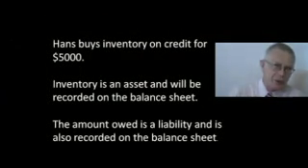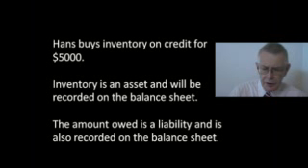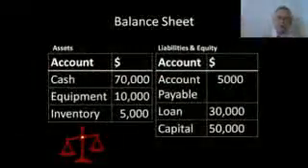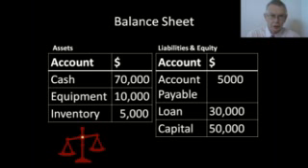Many businesses will buy and sell goods on credit. So what happens if Hans buys some goods on credit? Let's assume that he spends $5,000 on inventory, in other words goods he will use in his repair business. How is this going to affect our balance sheet? Well, what we've done is we've introduced our new asset, inventory, on the left. And we've introduced our new liability, accounts payable, on the right. But our balance sheet, of course, remains balanced.